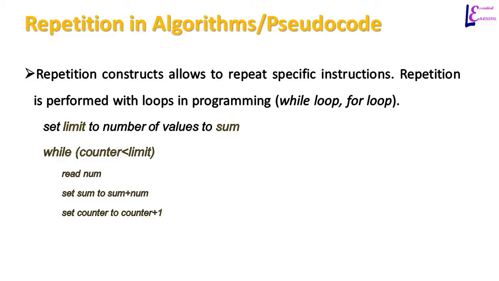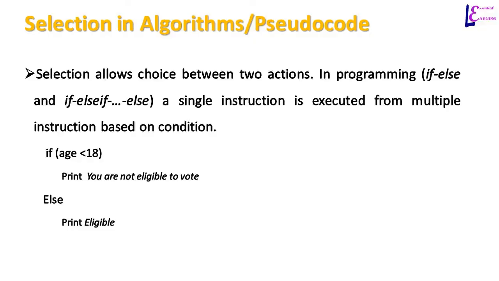In the following pseudocode algorithm, we have created a variable limit, set its value to the number of values we want to sum. Then in the loop we have the condition that while counter is less than limit, get number as input, set the sum to sum plus number, and increment the counter. Since at the beginning of the program counter is considered to be 0, each time the instruction is repeated, the counter variable's value increases by 1. When the counter variable reaches the value of limit, repetition stops.